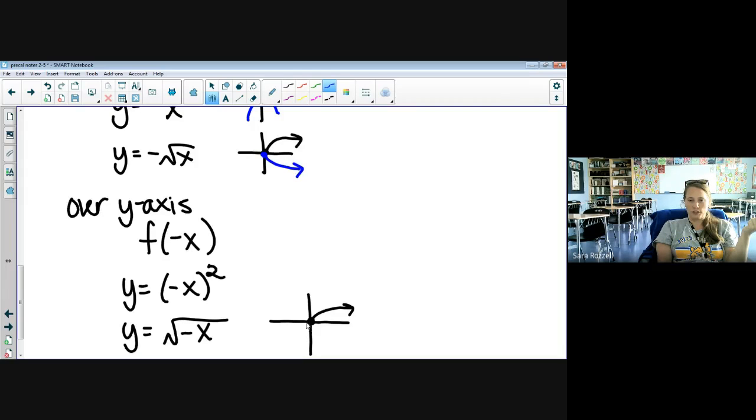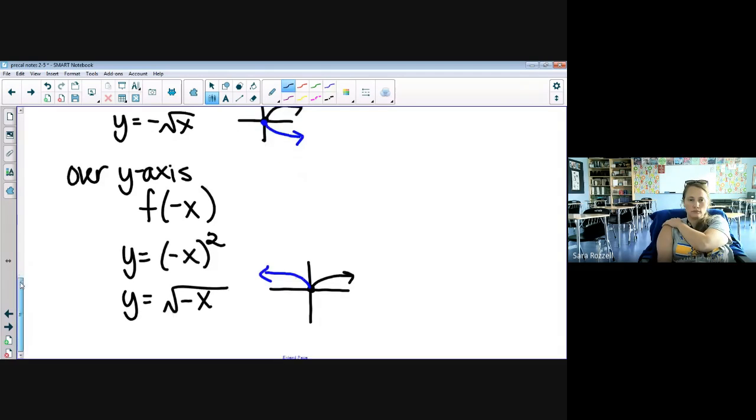I take it, I fold it along the y-axis. That's my reflection along the y-axis graph. So it points in the other direction. Okay. So inside the parentheses, that's going to be our reflection over the y-axis.